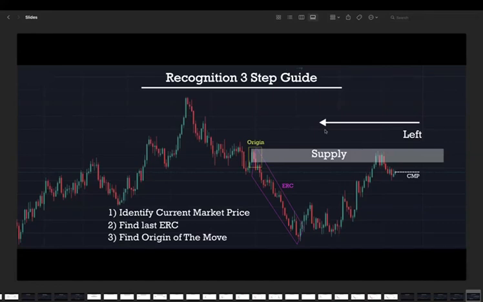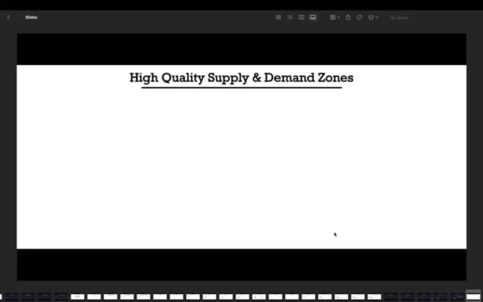It's not like support and resistance. It's really different because the formation is absolutely different. So here, the origin will be your supply. The same logic is for demand. You identify your current market price, go left, but now you're finding a group of bullish ERC instead of bearish. If you find bearish ERC, then your origin will show you supply. If you find bullish ERC, your origin will show you demand. But the steps are absolutely the same.